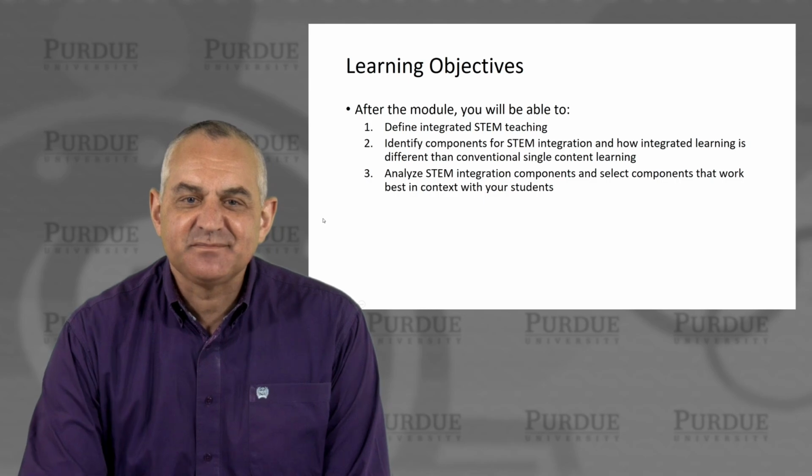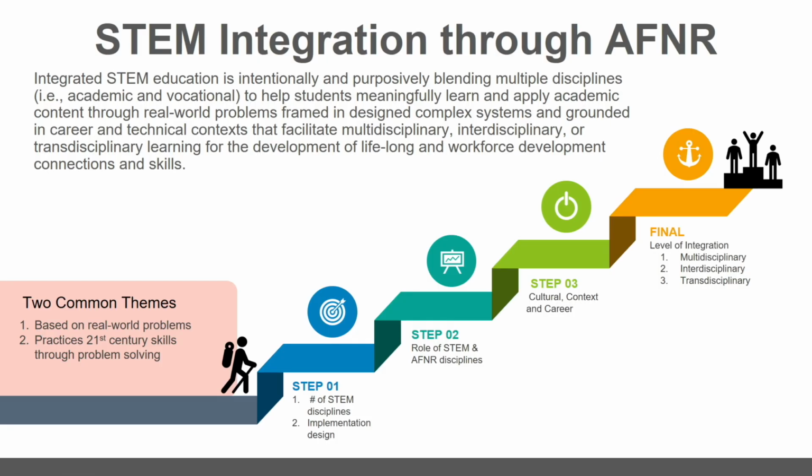First, we'd like to give you a roadmap of what integrated STEM looks like through ag, food, and natural resources. We define this as integrated STEM being an intentional and purposeful blending of multiple disciplines, both academic and vocational, to help students meaningfully learn and apply academic content through real-world problems framed in design complex systems and grounded in career and technical education contexts that facilitate multidisciplinary, interdisciplinary, or transdisciplinary learning for the development of lifelong and workforce development connections and skills.